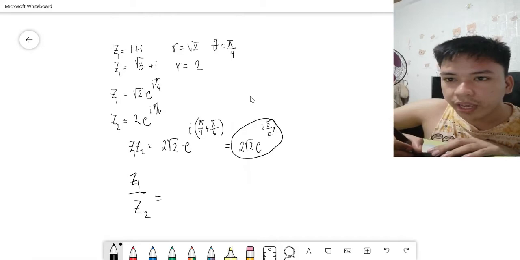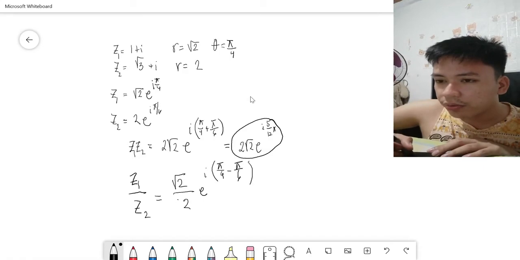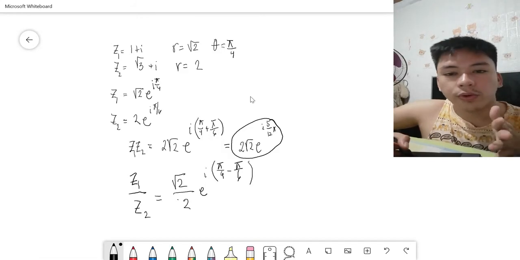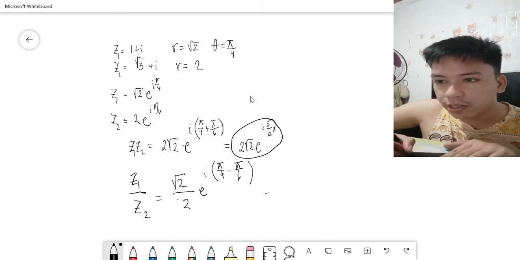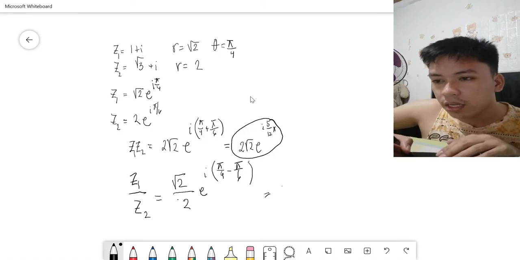So I would have square root of 2 over 2 e to the i pi over 4 minus pi over 6. So we get 3 pi minus 2 pi, so that's 1 over 12. So this is square root of 2 over 2 e to the i pi over 12.